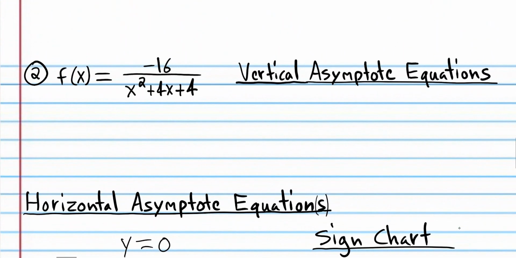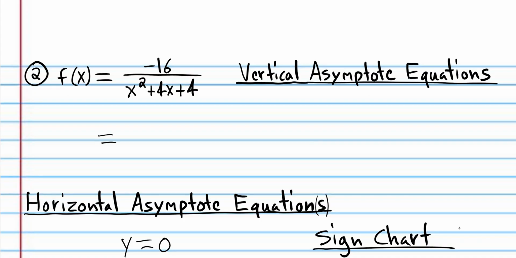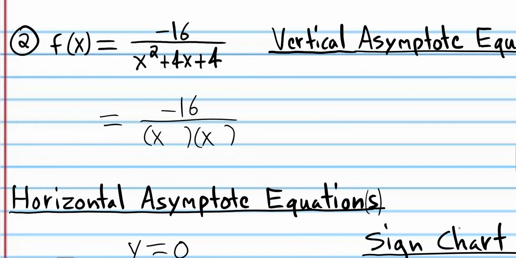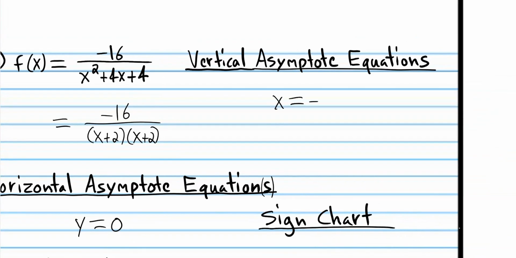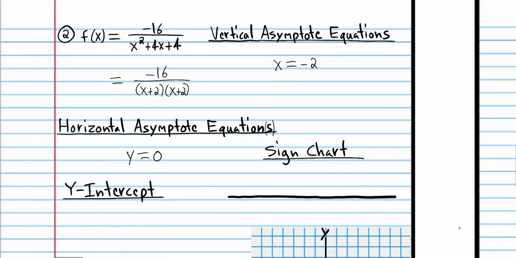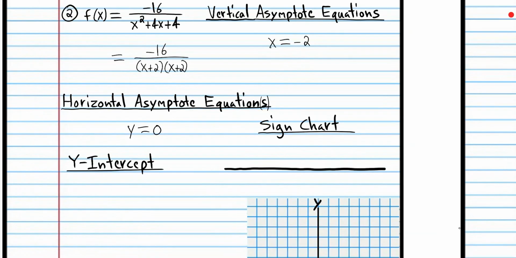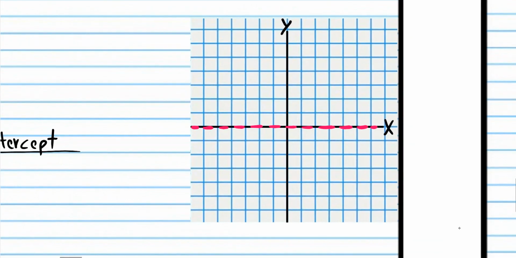Okay, so now we're going to find the vertical asymptotes. To do that, we have to change the form of the equation. So what two numbers multiply to 4 and add up to 4? Again, this is a quadratic expression. And if you said 2 and 2, you're correct. So that tells us we have a vertical asymptote at -2. And so I'm going to go ahead and draw that.